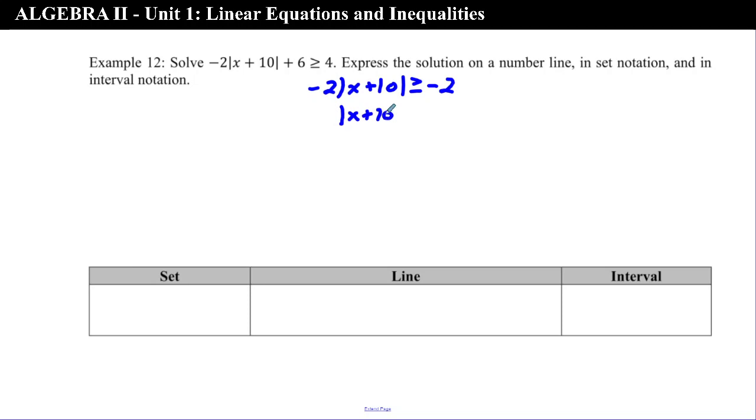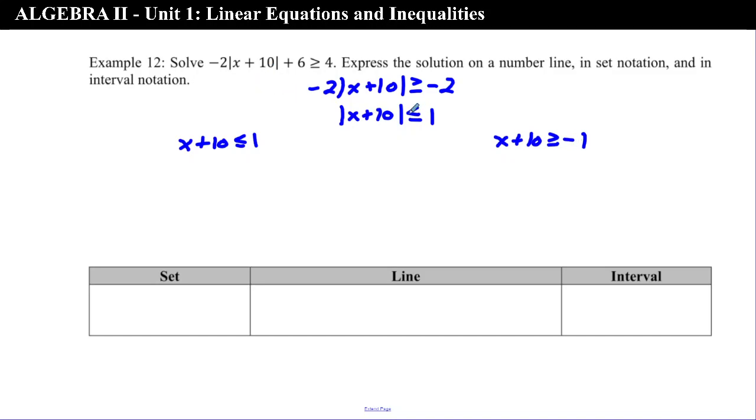Now this is an important example here because we're dividing by a negative. These rules remain the same. We're still going to flip the sign here, and that'll give us less than or equal to 1. And then from here, we can split it up. X plus 10 is less than or equal to 1. X plus 10 is greater than or equal to negative 1.